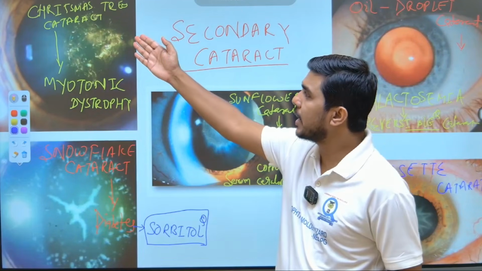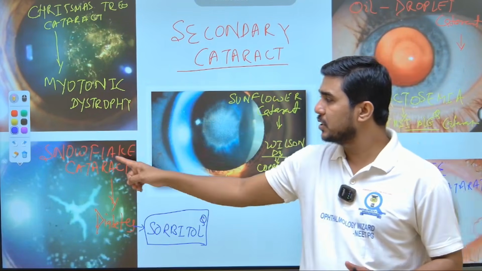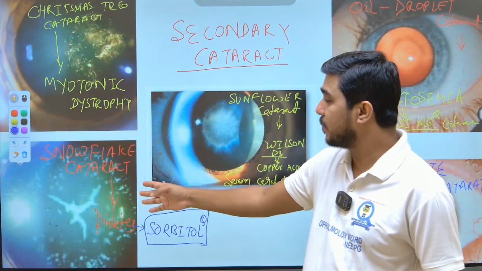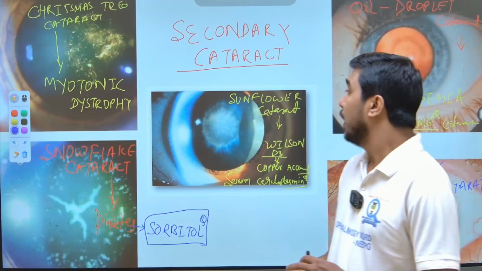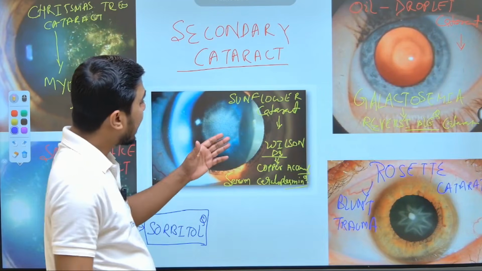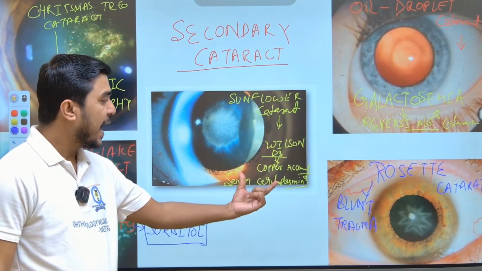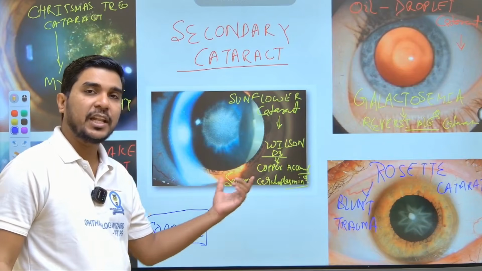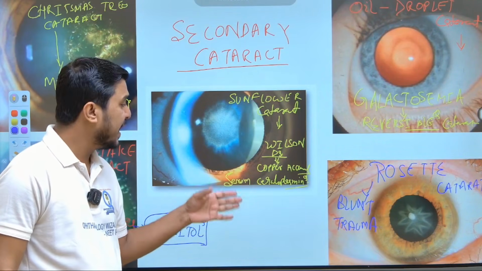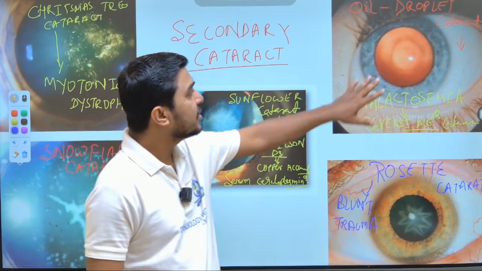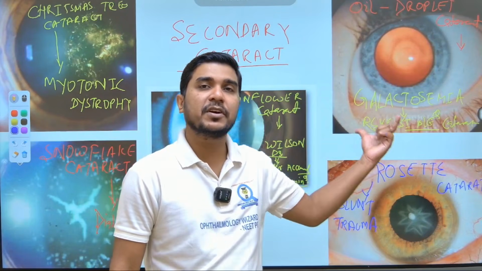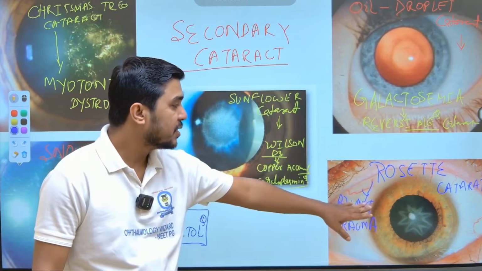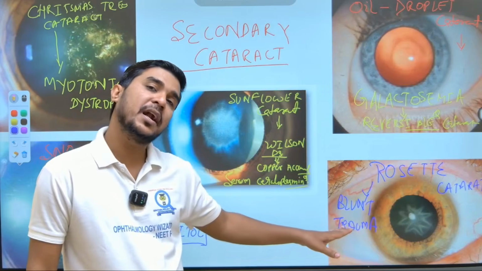This is the Christmas tree cataract because of myotonic dystrophy. This is the sunflower cataract because of diabetes. And what product is accumulating here? Sorbitol. This one is a sunflower cataract because of Wilson's disease, due to copper accumulation, and the blood investigation you are going to do is serum ceruloplasmin. This is an oil droplet cataract seen in galactosemia, and this is reversible in early stage. This is a rosette cataract which is seen in blunt trauma.